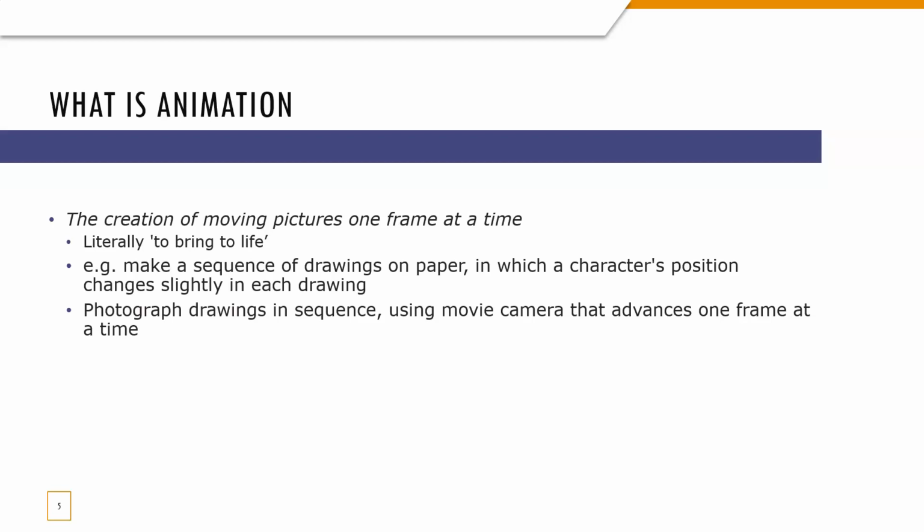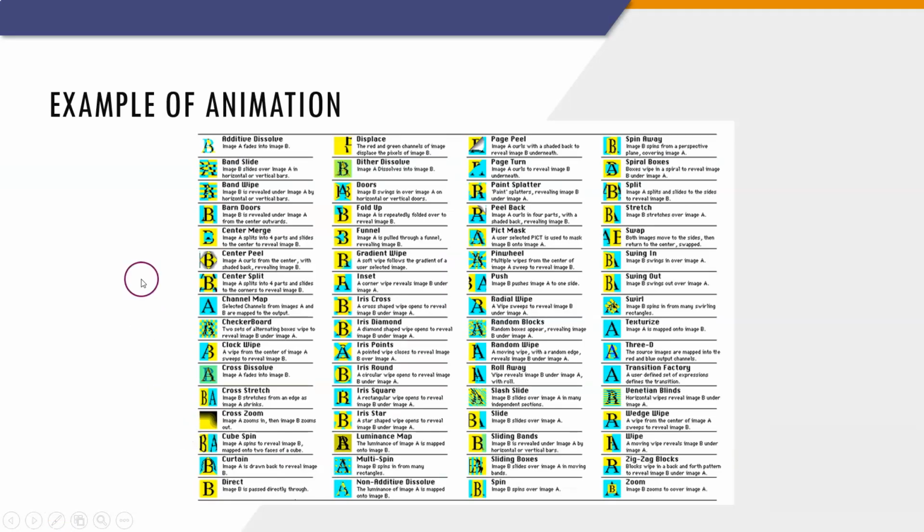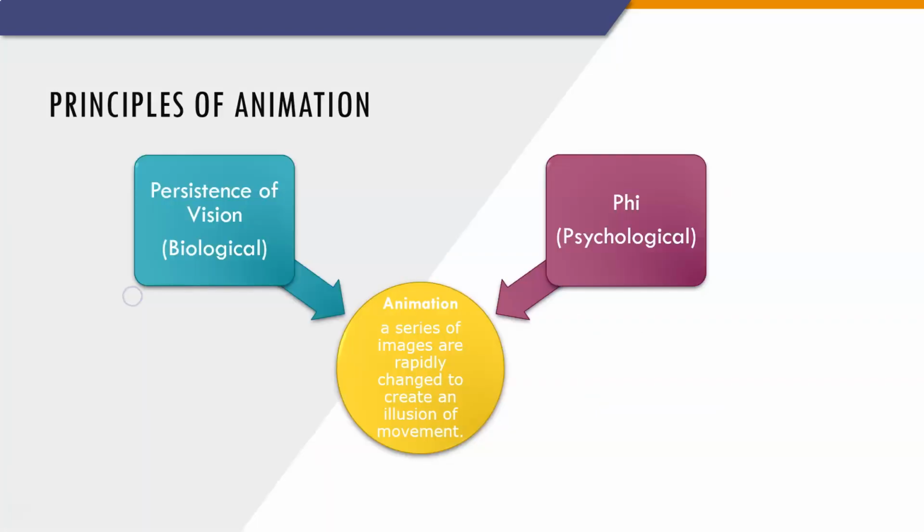For example, you want to have a bouncing ball. In a real situation, you use a ball to bounce. But when you want to create animation, you draw the bouncing ball movement. This is an example of animation that maybe you have used in PowerPoint, or in any software that has animation or transitions.